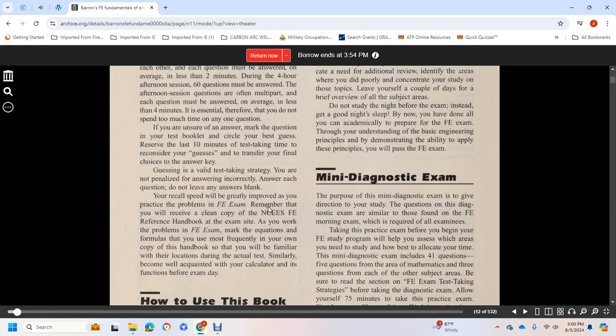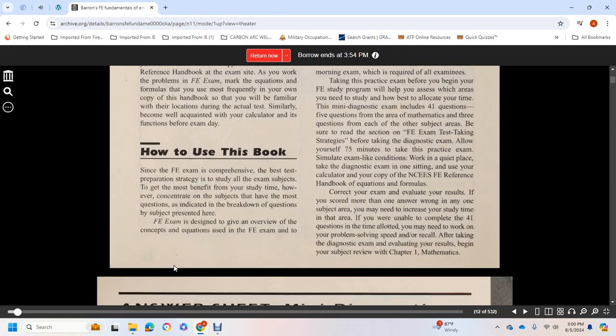Remember that you will receive a clean copy of the NCEES Fundamental Engineering Reference Handbook at the exam site. As you work through the practice problems, mark the formulas you use most frequently in your own copy of the handbook so that you will be familiar with their locations during the actual test. Become well acquainted with your calculator and its functions before exam day.